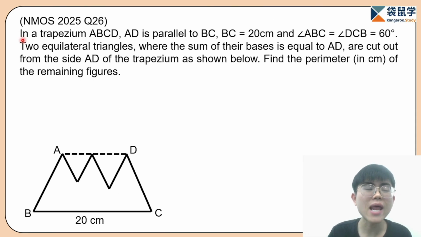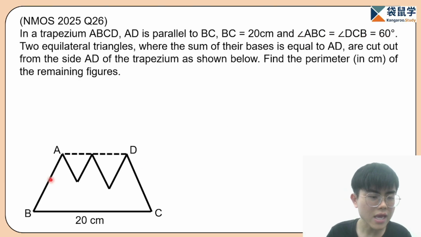So you can see that in the trapezium ABCD, AD is parallel to BC. This is AD and BC. These two are the parallel lines. Then we also know that BC is 20 centimeter, and angle ABC and DCB is 60 degree.